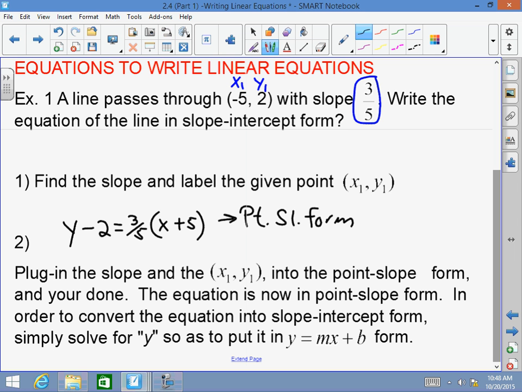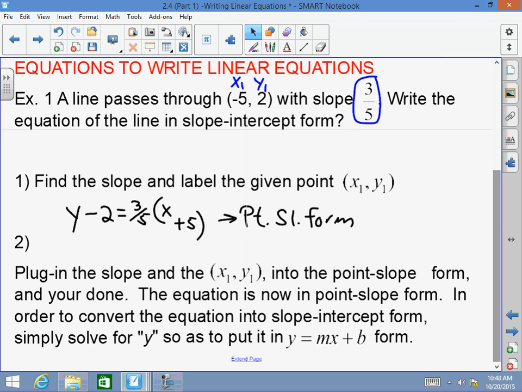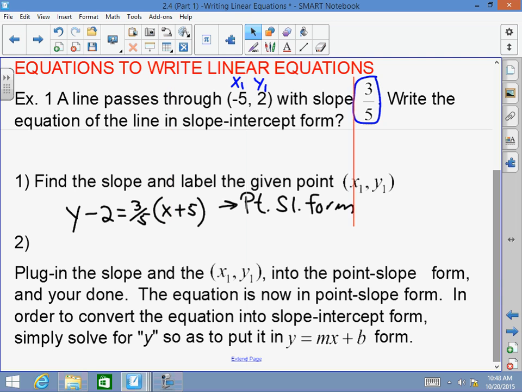But I asked you to place this into slope-intercept form. So in order to put it into slope-intercept form, my brothers, we have to solve for y. So we have y minus 2 equals, distribute, 3/5 x.